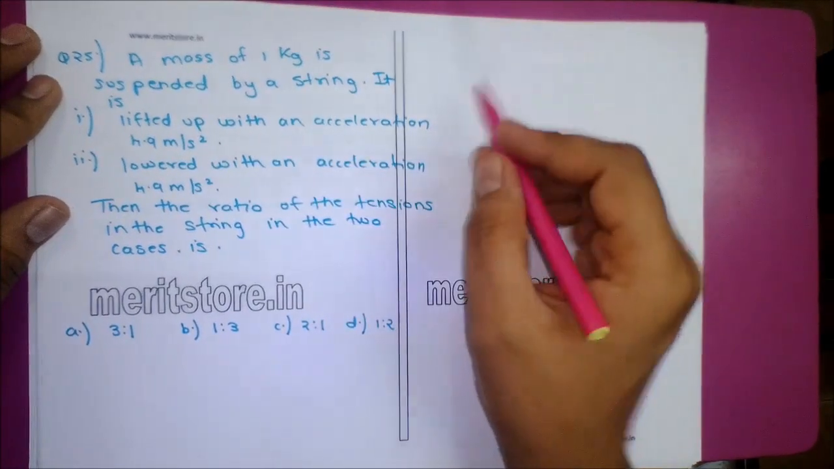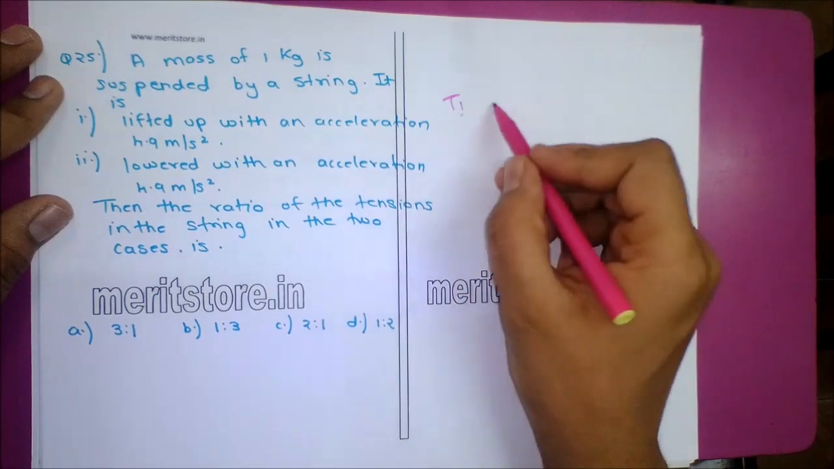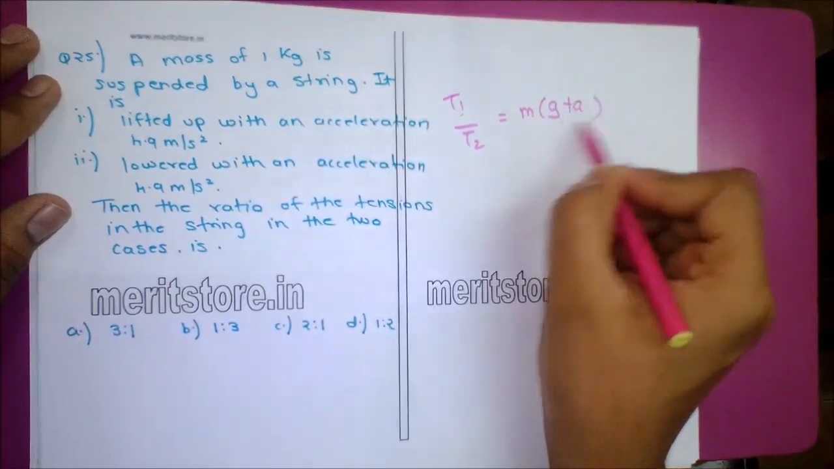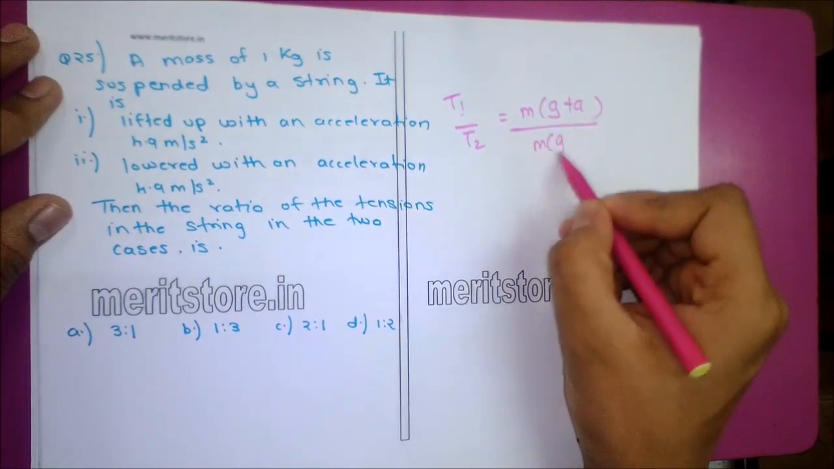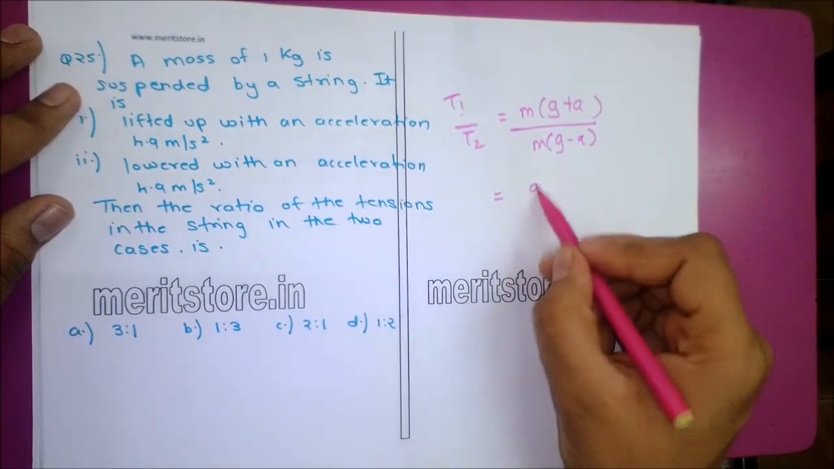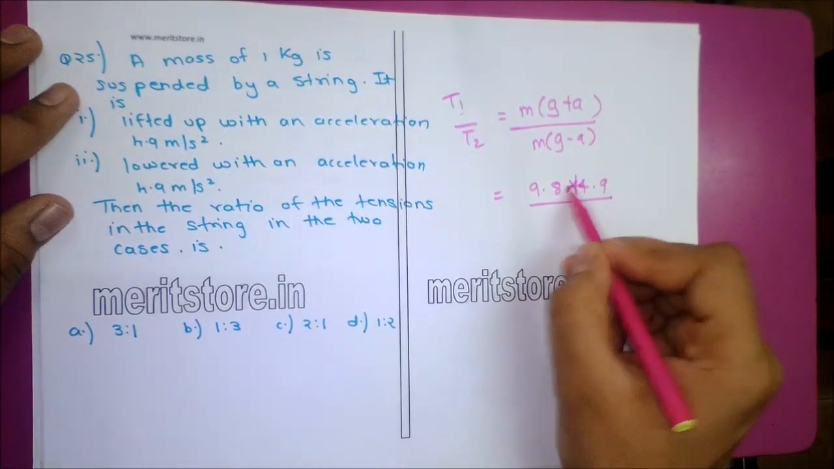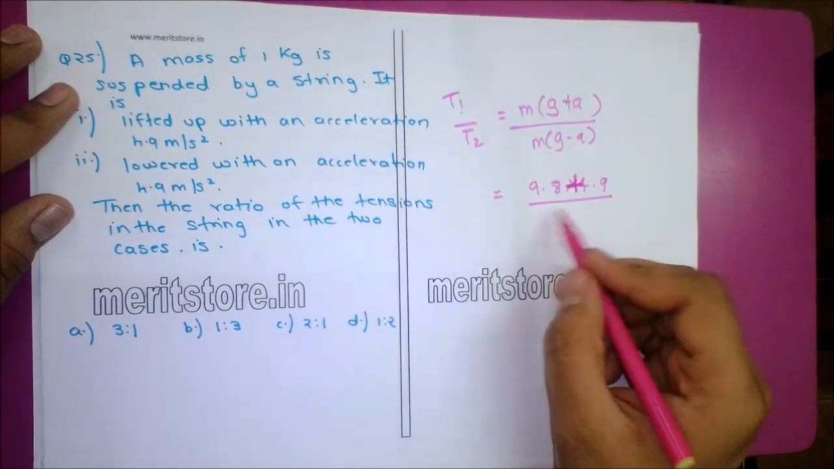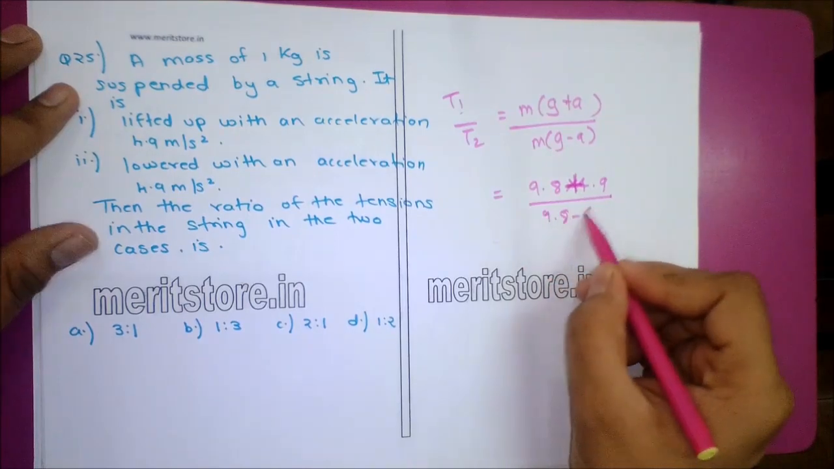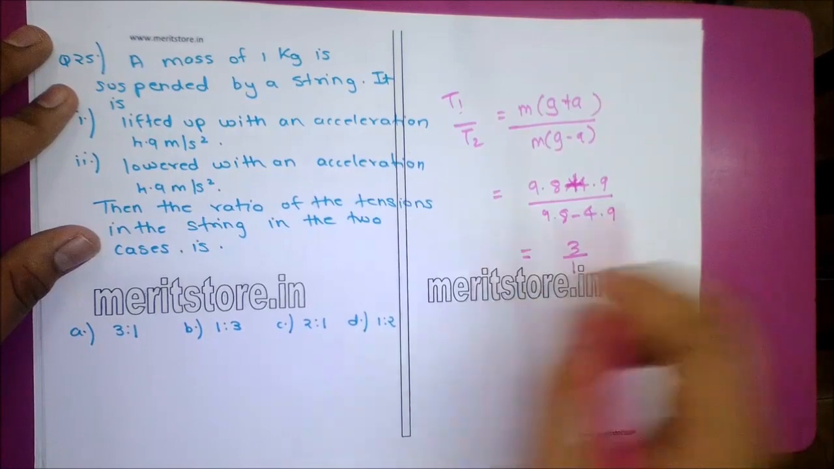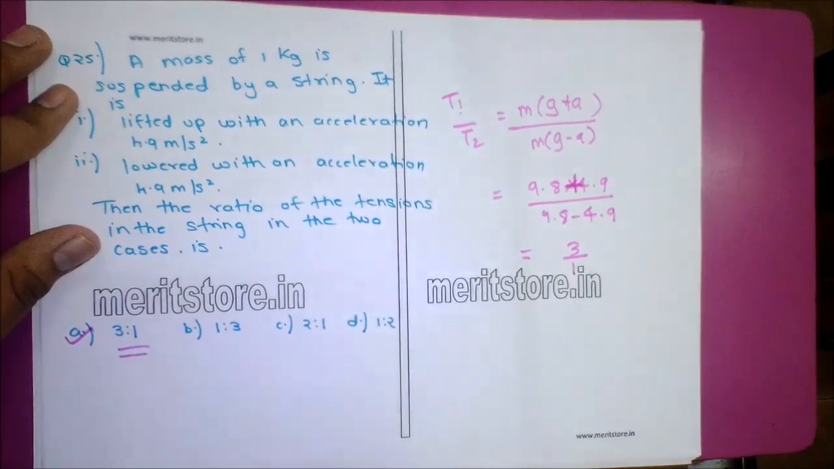Now to solve this question, we know T1 upon T2 is equal to m(g plus a) upon m(g minus a), which is equal to 9.8 plus 4.9, as it is addition over here, upon 9.8 minus 4.9, which gives us 3 upon 1. So option A, 3:1, is the correct answer.